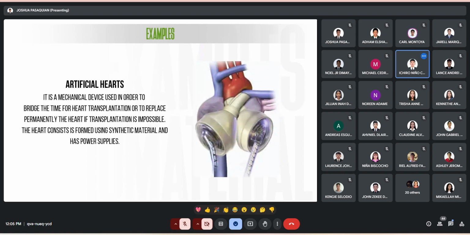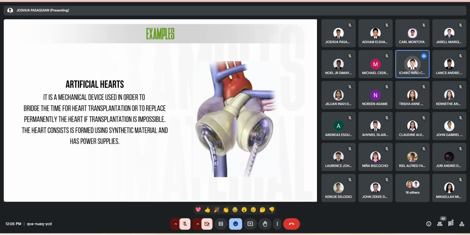And up next, we have artificial hearts. This is also a mechanical device used in order to bridge the time for heart transplantation or to replace permanently the heart if transplantation is impossible. This heart consists of formed using synthetic material and has power supplies.